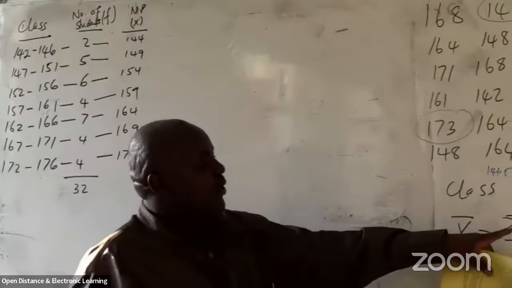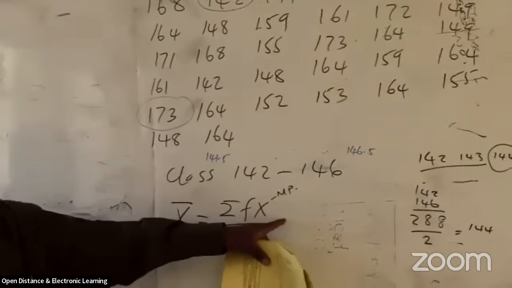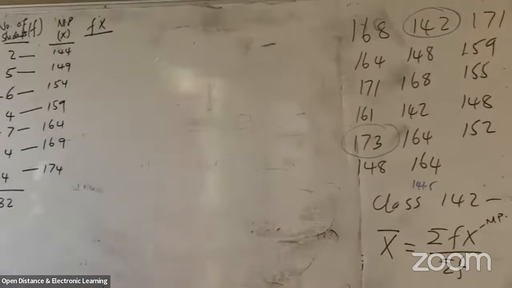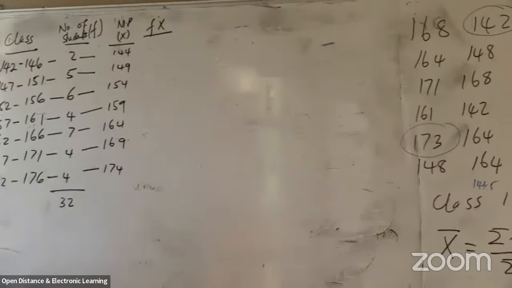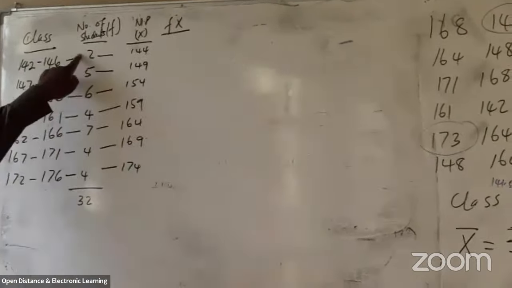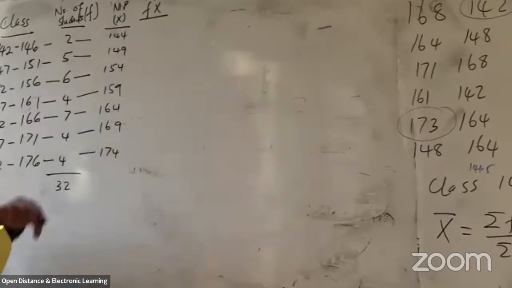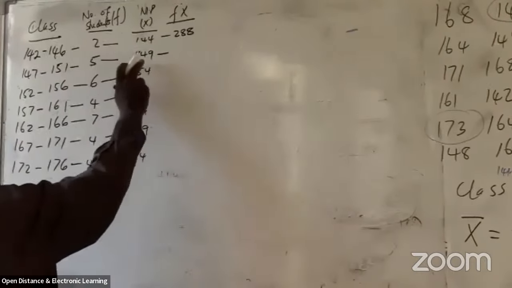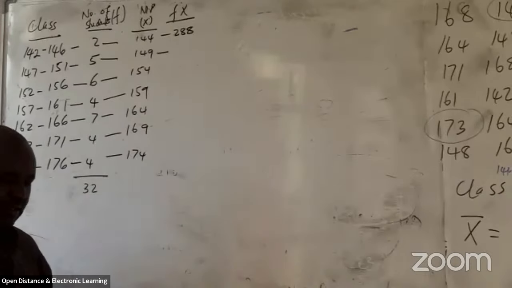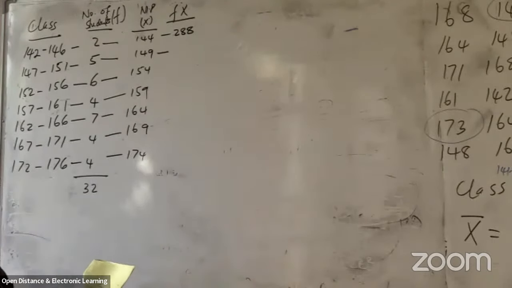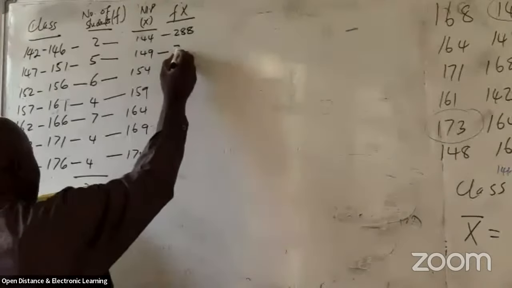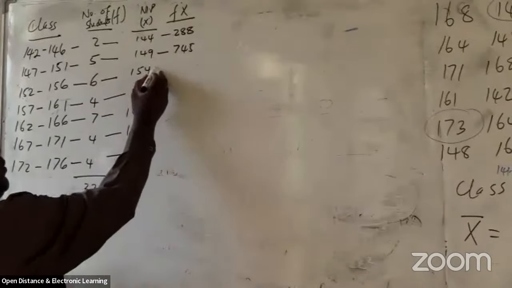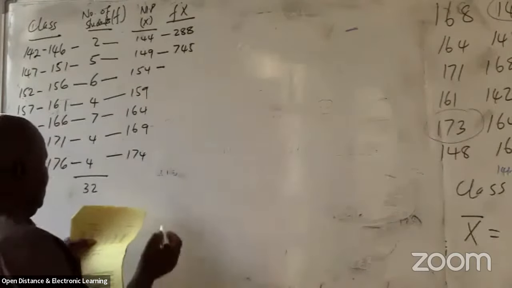For us to get the total sum of observations, we need to get the product fx. We need to get the product fx. So we get the product 2 by 144, that gives us 288. 5 by 149, that gives us 745. If you worked out correctly, then you will get the following values. Please confirm.